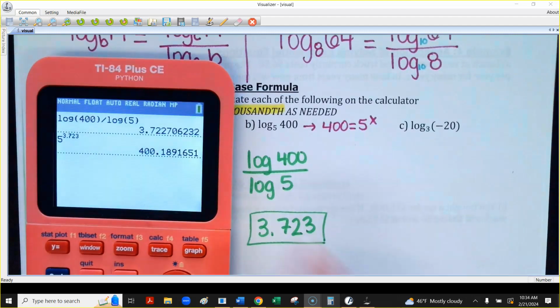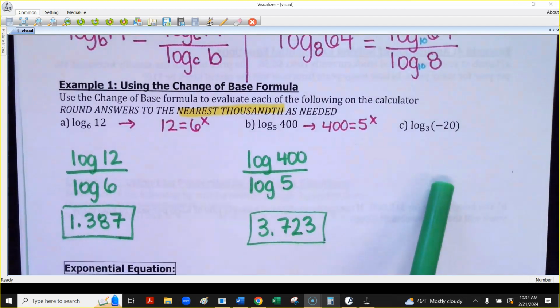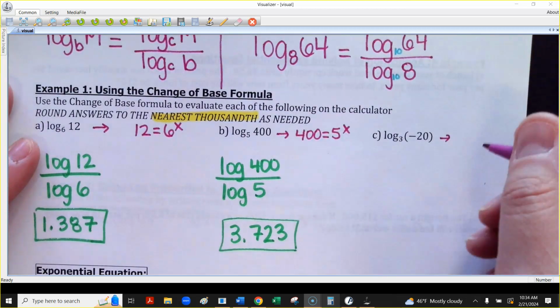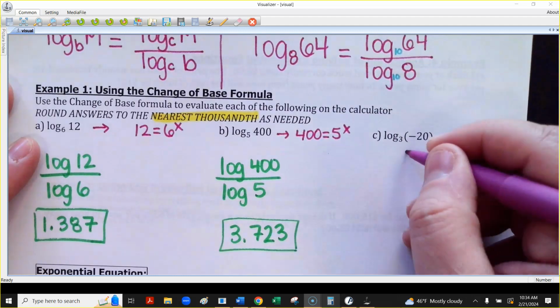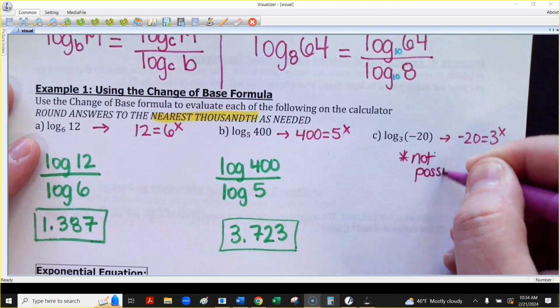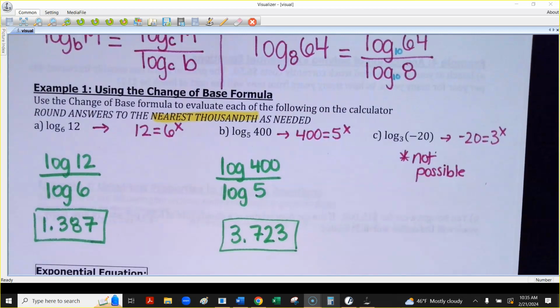Okay. Now, can I do this one? You can't. If you tried to type it in your calculator, it would give you an error message. In exponential form, this would be -20 equals 3 to the x. You can't take the log of a negative number, so on this one, you can't do anything. If you did the log of -20 divided by the log of 3, it would give you an error message, but there's no exponent I could plug in to get a negative number. Remember, negative exponents just give you fractions. Cannot take the log of a negative number, so if that comes up, you won't be able to do it.